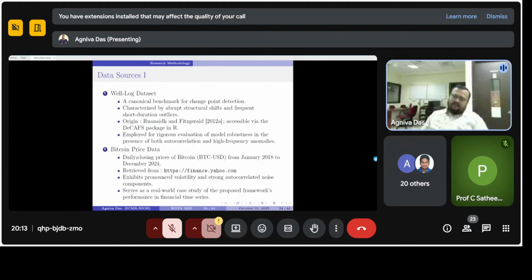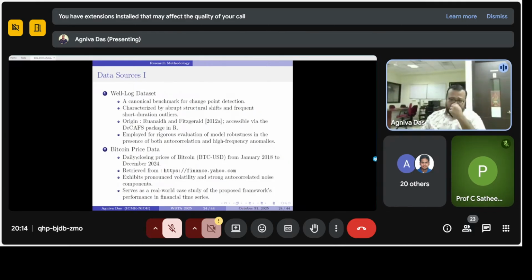The well-log data set is a canonical benchmark for change point detection across the literature. And we have also used real-time Bitcoin price data from January 2018 to December 2024. Why Bitcoin? Because anybody who is acquainted with financial news knows that Bitcoin has been seeing abrupt shifts in its price starting from 2015 onwards. But again, due to computational constraints, we had to restrict ourselves to January 2018 to 2024. If you have a more capable machine, you can even extend that backwards.